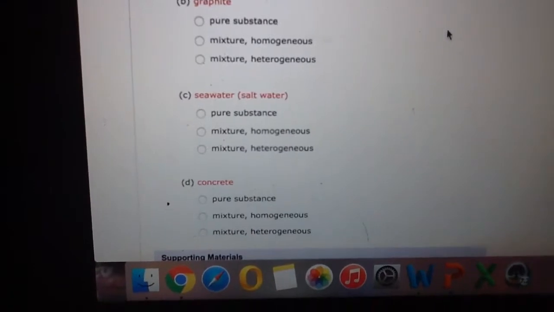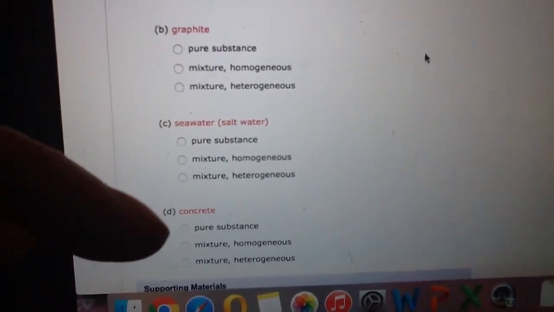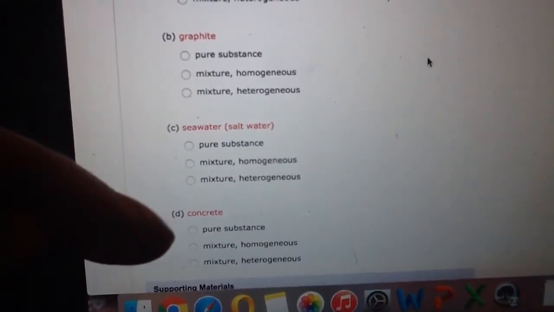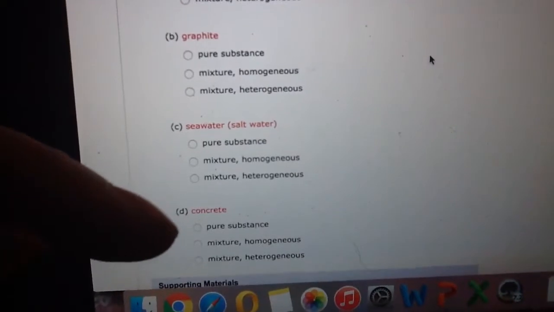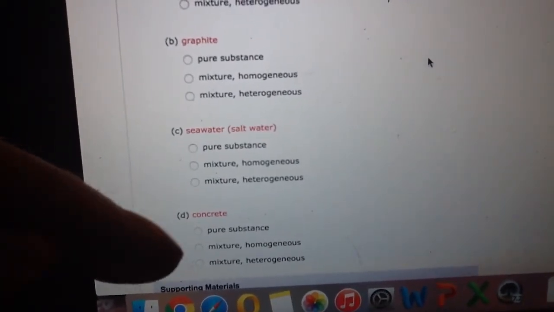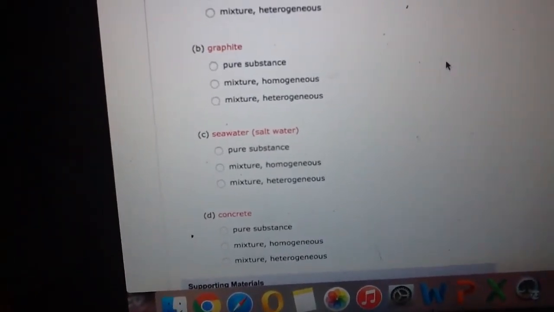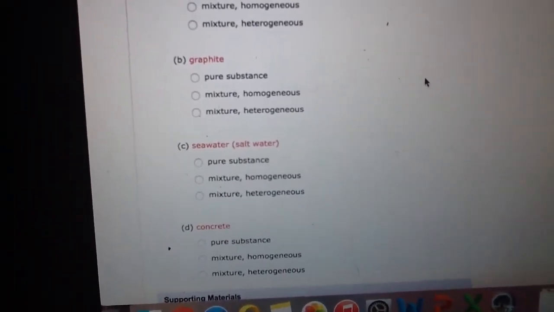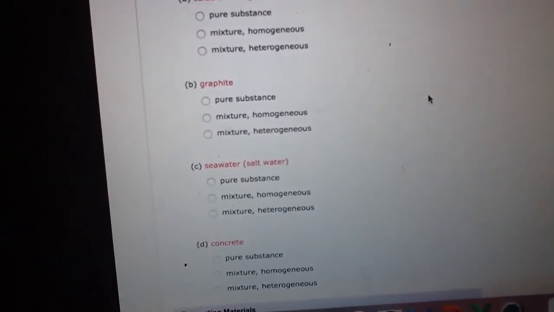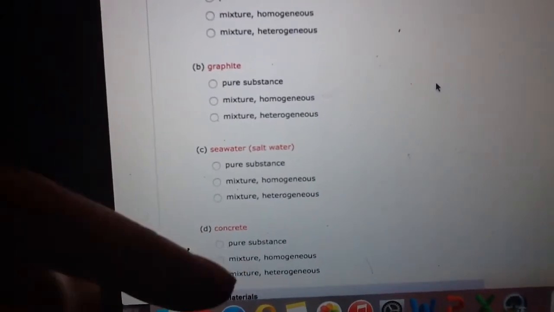And lastly, we've got concrete. Thinking about a piece of concrete: concrete is many different substances mixed together, and so just within that word, you hear the word mixture. It's not uniform throughout. Even though you might think that concrete looks all smooth, if you look closely enough, there are individual pieces, so that would be a mixture, and it would be heterogeneous.